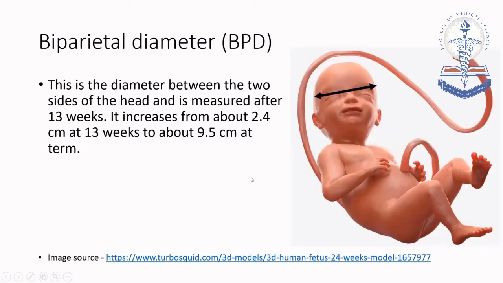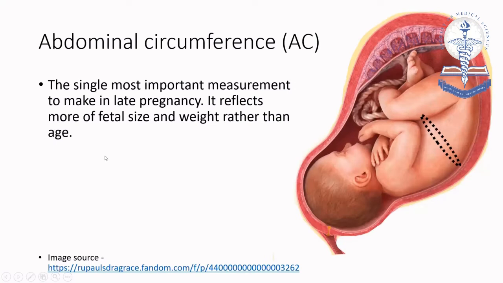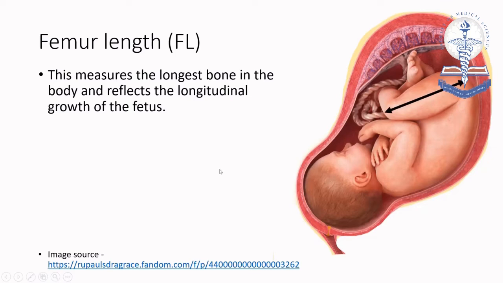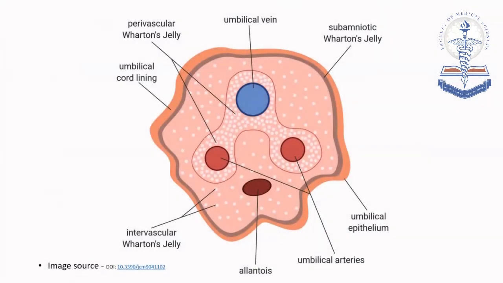Biparietal diameter: we take the maximum distance between the two parietal bones. Abdominal circumference: in the transverse section of the ultrasound scan, we take the circumference of the abdomen. This is important in late pregnancy to assess the fetal size and weight rather than the fetal age. Femur length is another important measurement, taken from the hip joint to the knee joint to assess fetal growth.